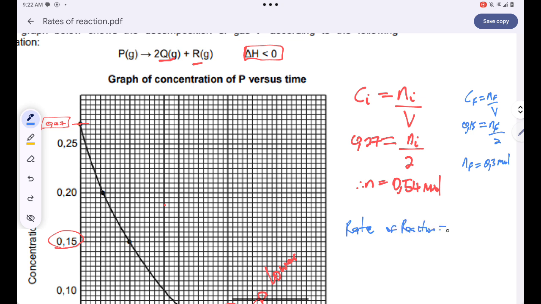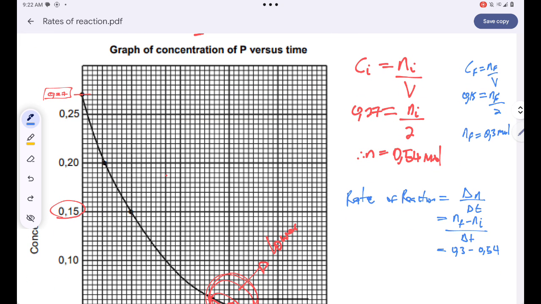of reaction is equal to the change in number of moles all over the change in time. Are you together? So it will be the number of moles final minus the number of moles initial all over the change in time. That's 0.3 moles minus 0.54 all over 10. So I'll simply have 0.3 minus 0.54 all over 10. This is 0.024. It's negative. Are you together?